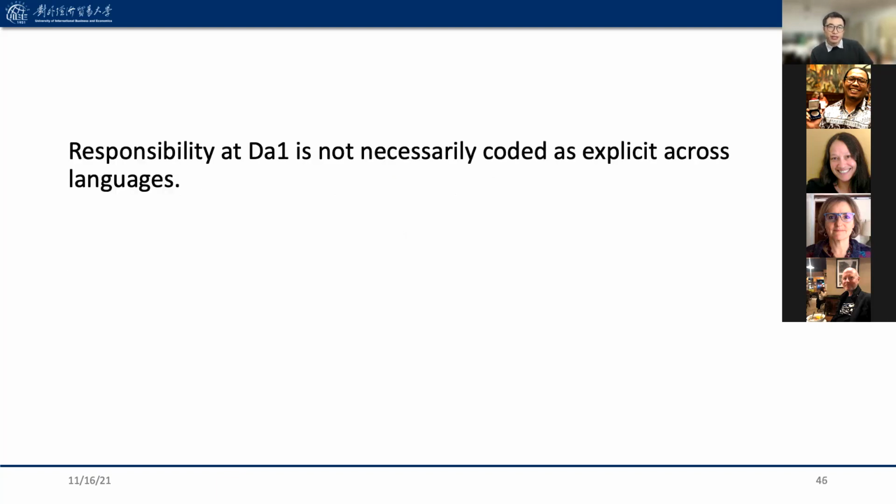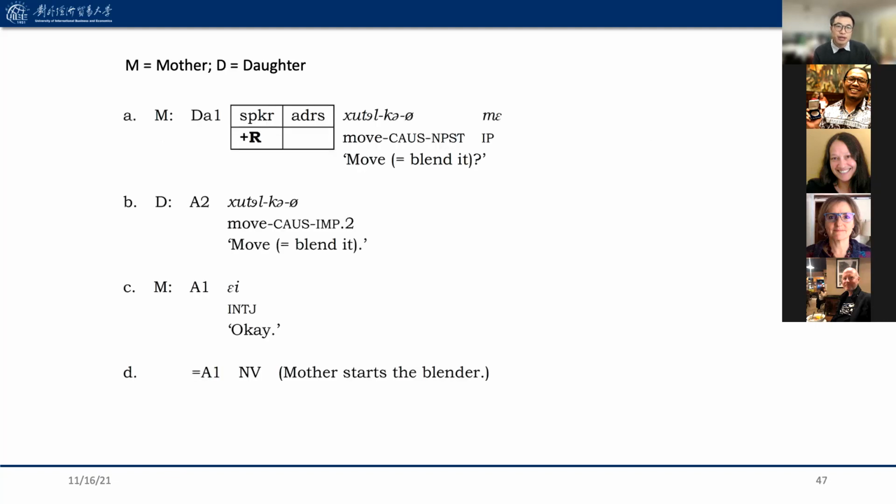But the responsibility of this kind is not necessarily coded as explicit across languages. So some languages do not really code this. Now, if we take a look at an example from Khalkha Mongolian, which is a language I'm working on. Here we have an exchange between mother and daughter. They were making cakes and deciding whether they should start the blender. And the mom asked, shall I start the blender?